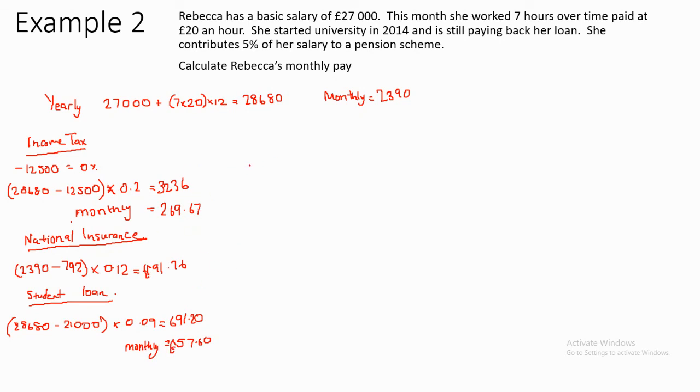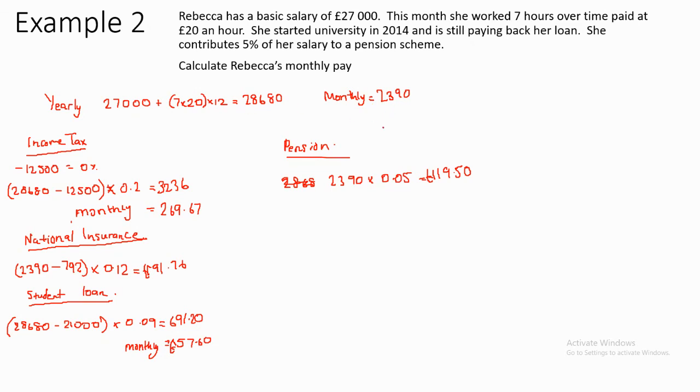Okay. Income tax, national insurance, student loan, and then we've also got this pension scheme. So pension, straightforward 5%. So 286. No, it's not. It's the monthly. 2390 times 0.05. £119.50.